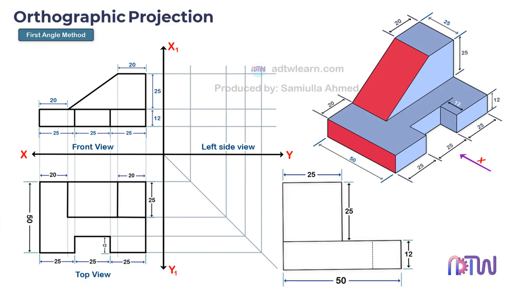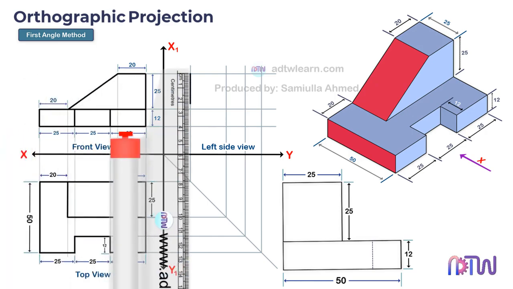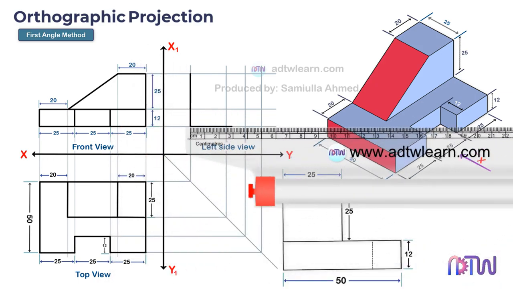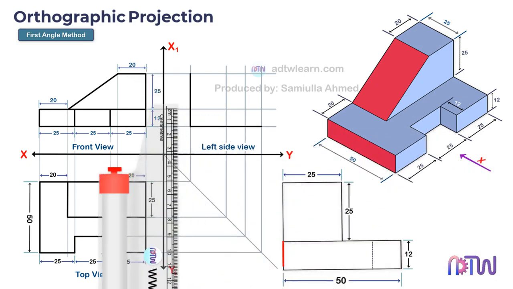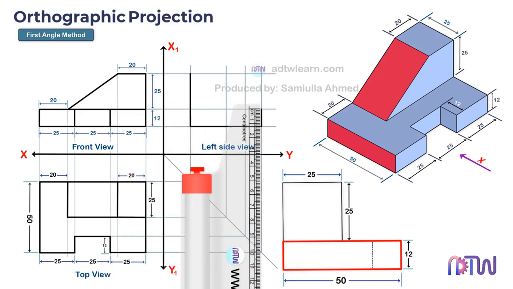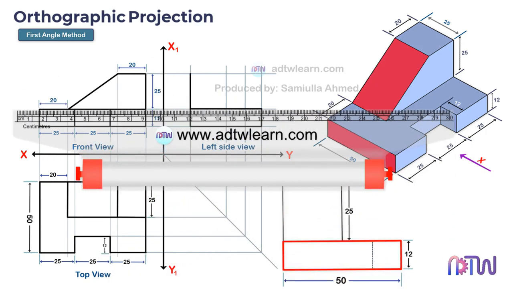Take a roller scale and draw a vertical line of 37 millimeters in length. After this, draw a horizontal line of 50 millimeters in length as shown. We need to construct this rectangle. We can see its height as 12 millimeters. Draw a vertical line of 12 millimeters and construct a rectangle.